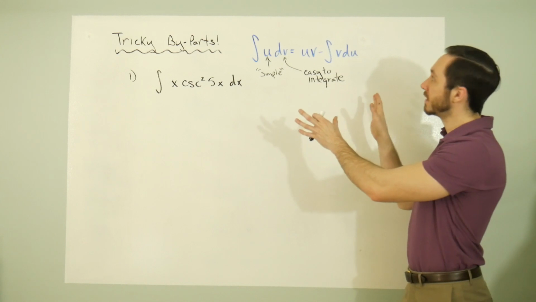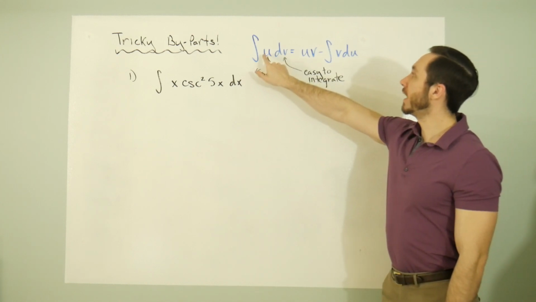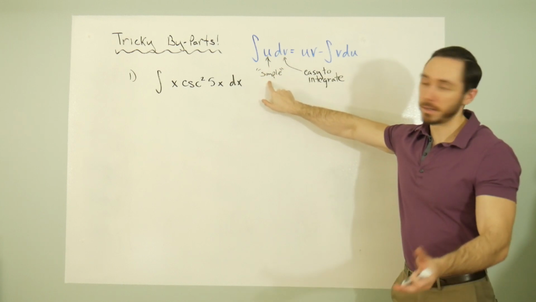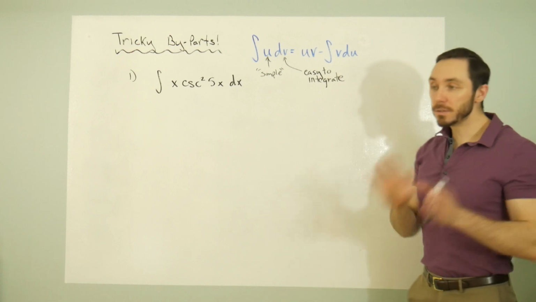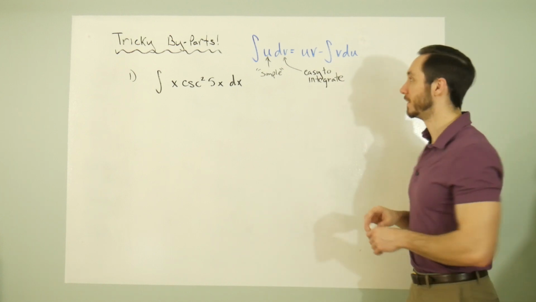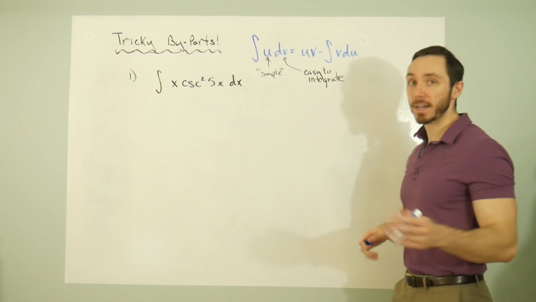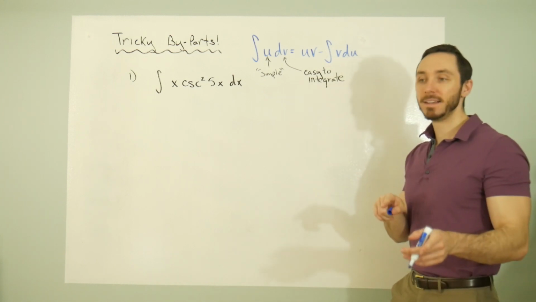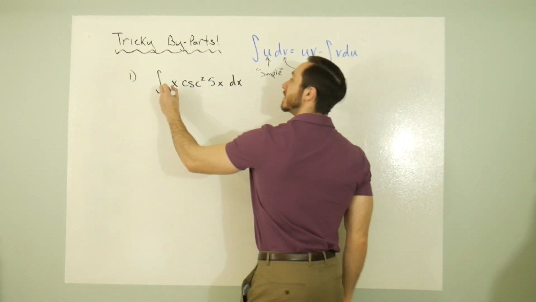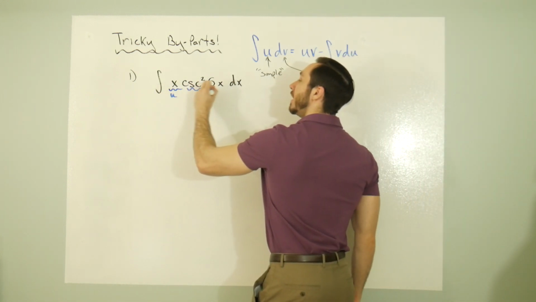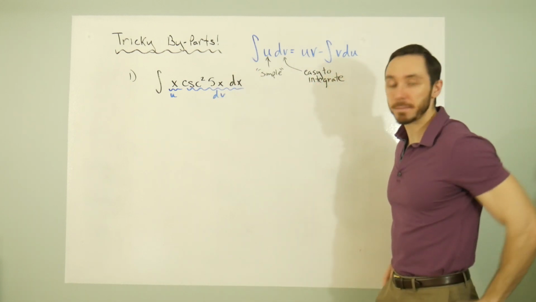Looking at the formula, the general advice I give is that your u choice should be the simple one, and your dv should be something you can integrate. Usually you're good to go if that's how you select it. So which of my two factors is simpler, the x or the cosecant squared 5x? Well, the x is the easy choice, so this is going to be my u, and all the rest will be my dv.